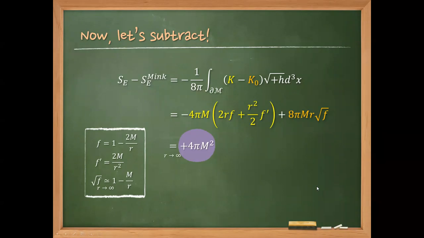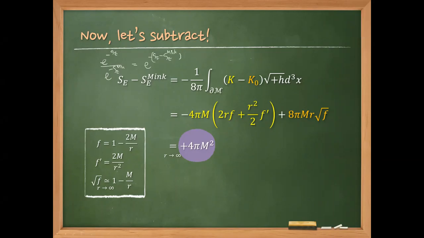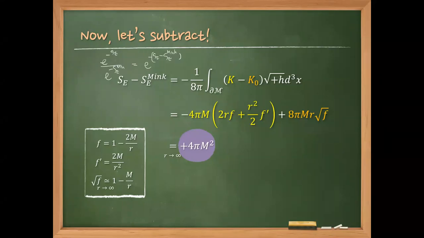To me, the confusing point is not just the first part, S_E minus S_E Minkowski. In the Euclidean path integral, we want to compute the exponential of S_E. But there is a background in Minkowski, so you may compare with the Minkowski. Then this is nothing but S_E minus S_E Minkowski. It's just a kind of normalization of the partition function. Right. So you can compare the background and the solution. I see. Now it's clear. Thank you.